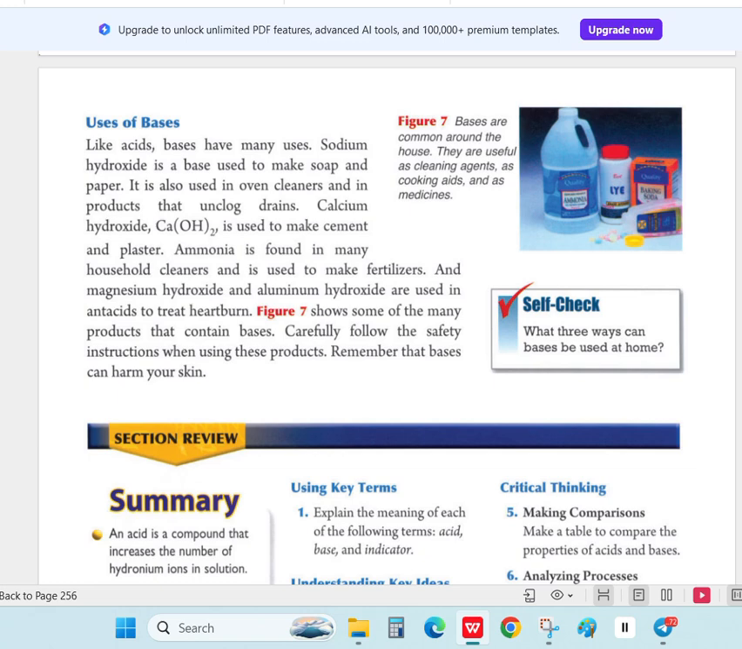Like acid, base has many uses. Sodium hydroxide is a base used to make soap and paper. It is also used in oven cleaners and in products that unclog drains. Calcium hydroxide is used to make cement and plaster.